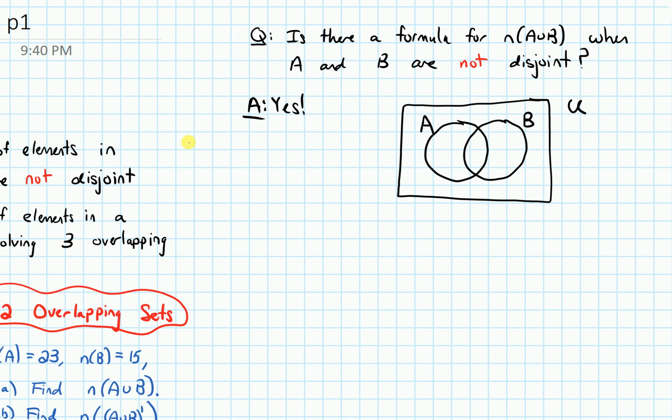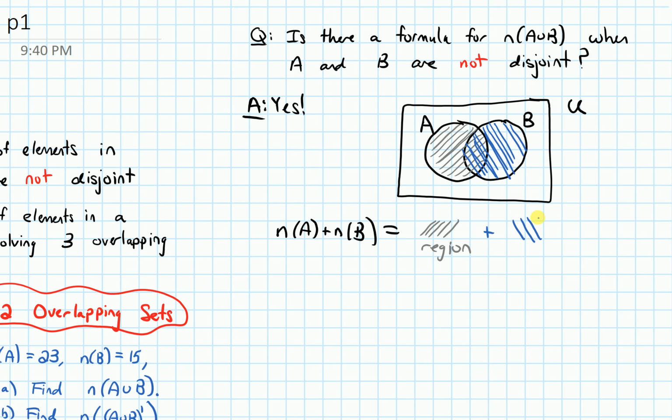So to find a formula for this, I want to first look at why the initial formula that we had from section 1.2 is off in general. That formula involved taking the number of elements in A plus the number of elements in B and just adding them together. Why is this going to be off? For the number of elements in A, what that counts is everything in this circle for A, so that gives us the number of elements in this region. And then if I count the number of elements in B, that is counting all the elements in this circle, in this region. So I'm adding to it the number of elements in the blue region.